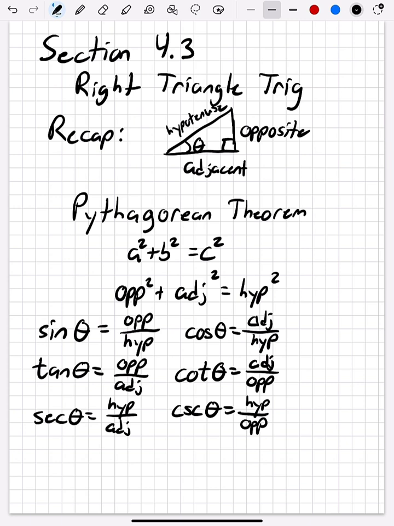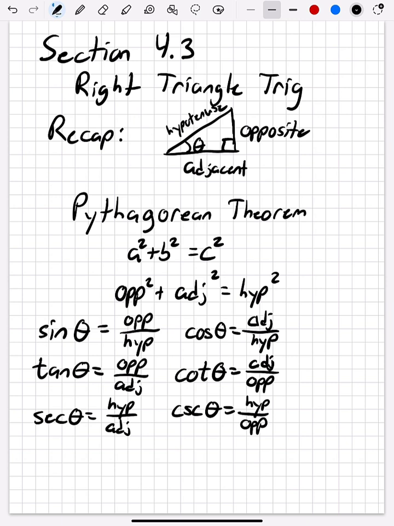As you can see, these are all related because there's only so many combinations that we can have. As an example, cosecant is just the reciprocal of sine, and secant is the reciprocal of cosine, and so on. But just have these written down on hand. They are in the textbook in section 4.3, so if you do need the list, you can reference that pretty easily.